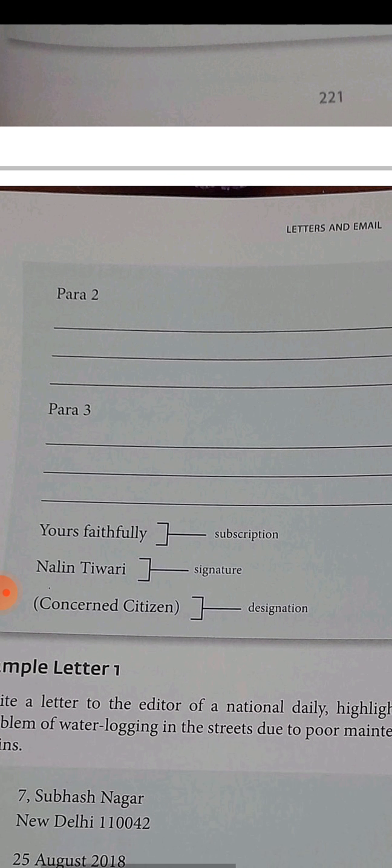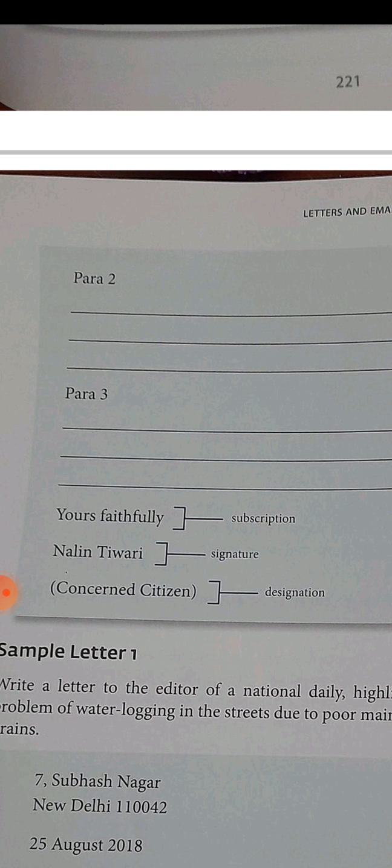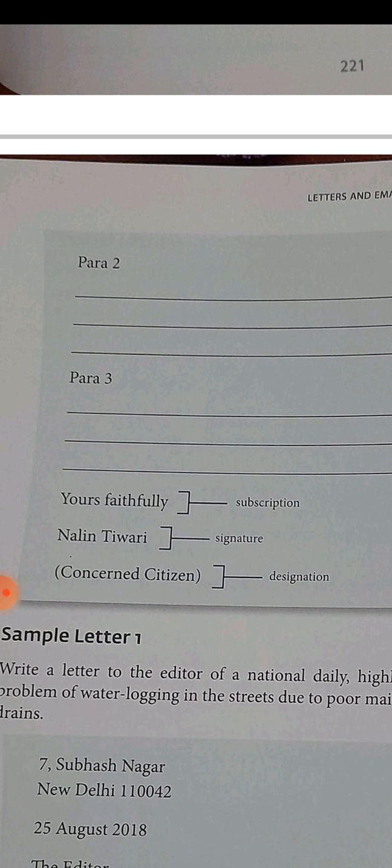And then in the last, at the bottom left, you will write yours faithfully. Why yours faithfully you will write? Because you have written dear sir or dear madam. If you would have written the name of the person, dear Mr. Ramesh or dear Sham, then you would have written yours sincerely. But since you have not written the name, you will write yours faithfully.